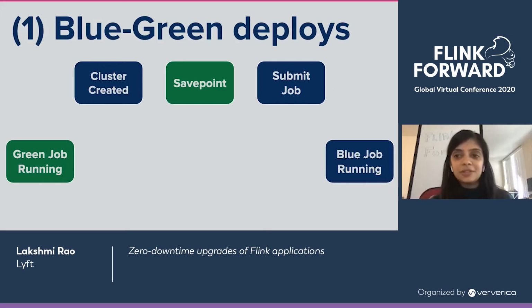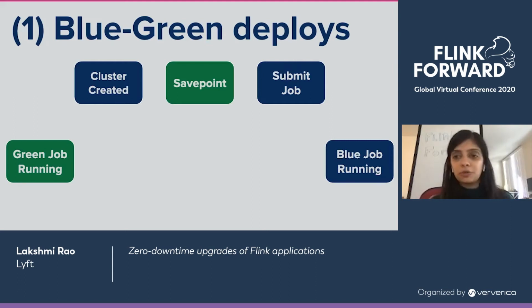You might have heard this term in the stateless microservice land, where a parallel application is brought up during an upgrade. And once the new application is validated and verified, the router or the proxy starts routing traffic to the new application, and the old one is either torn down or used for other kinds of testing, or shut off. Similarly, I will walk you through what blue-green deploys means in the context of Flink applications.